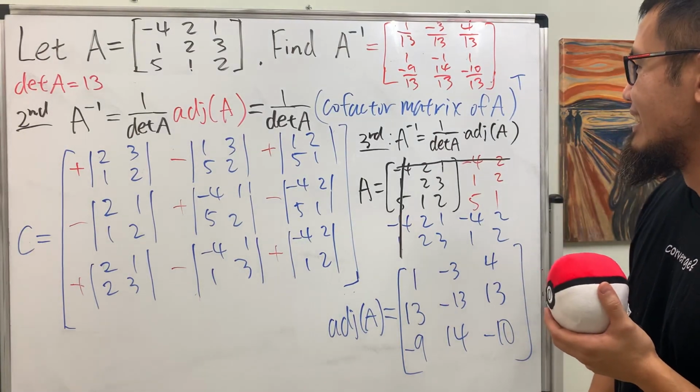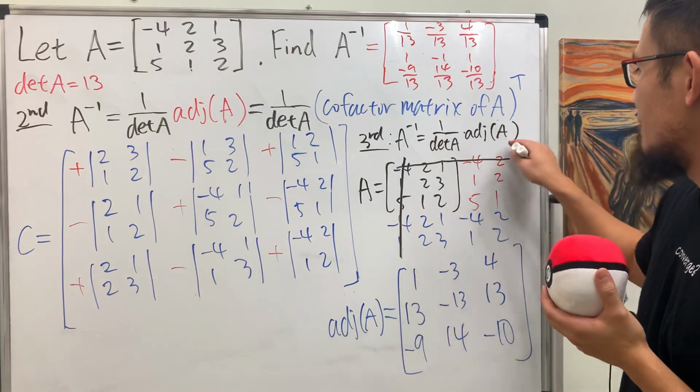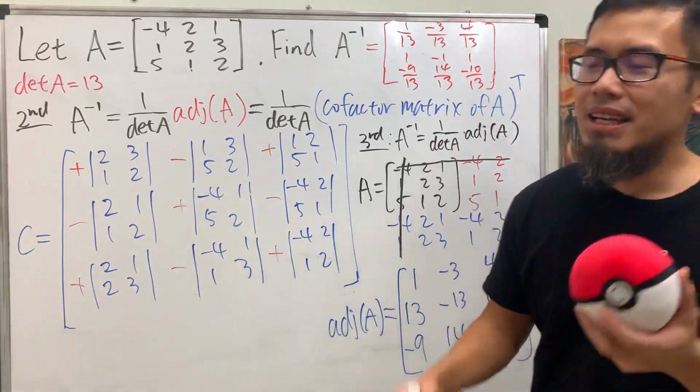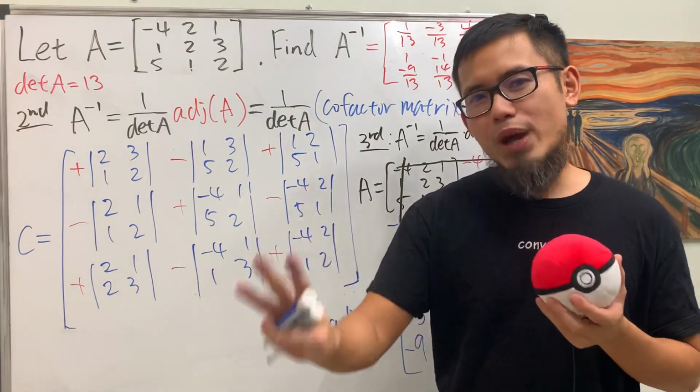Very nice. And then of course, once you have this, just put it back here and then do the 1 over determinant. So I'm going to leave that to you guys. So I showed you guys 3 ways.